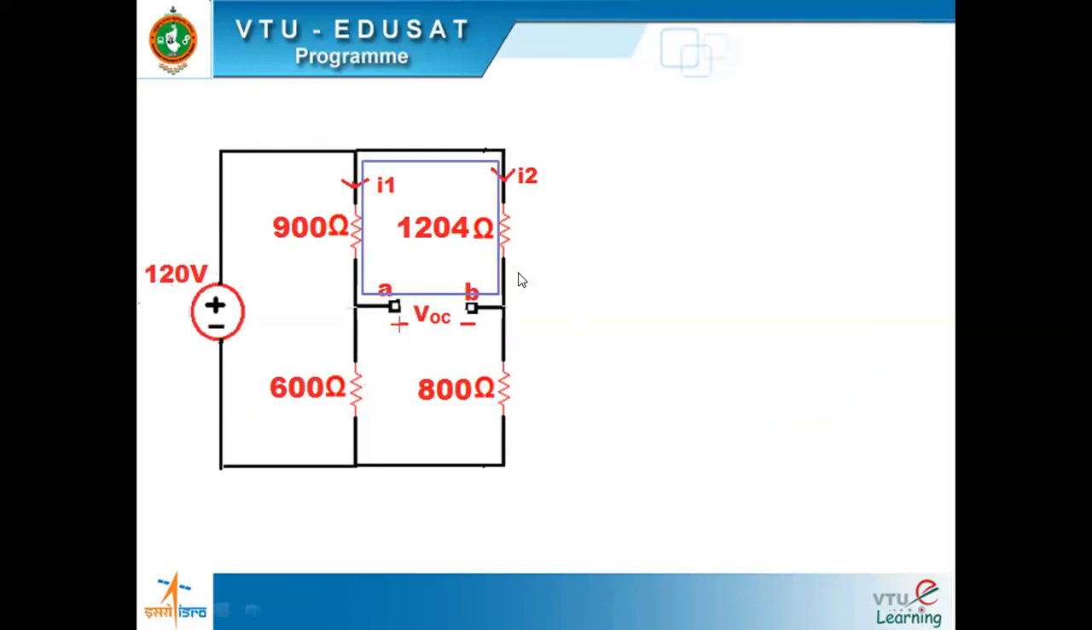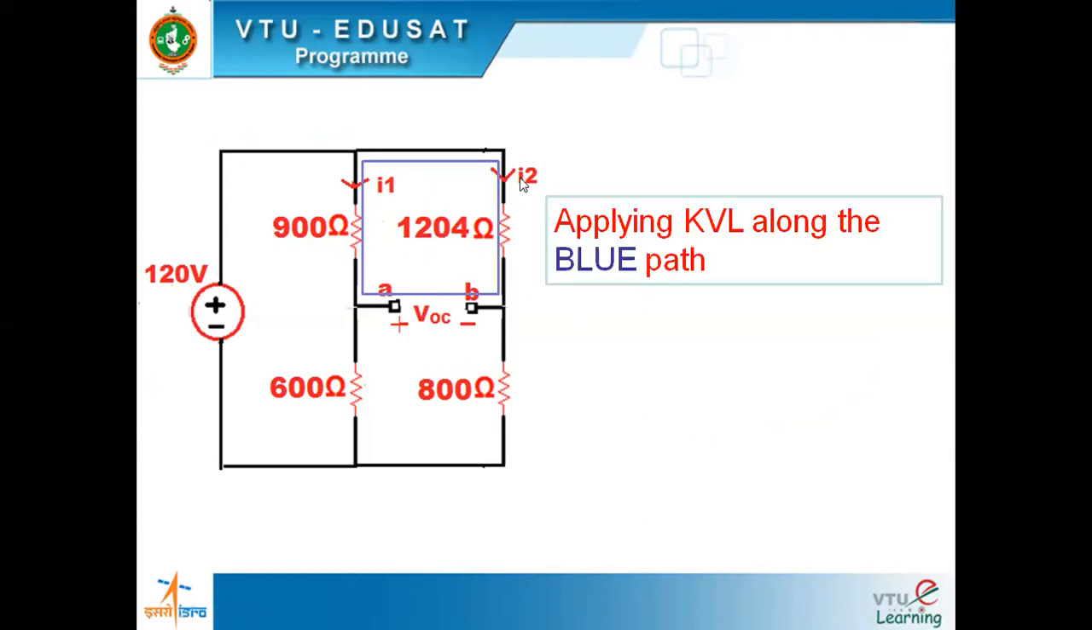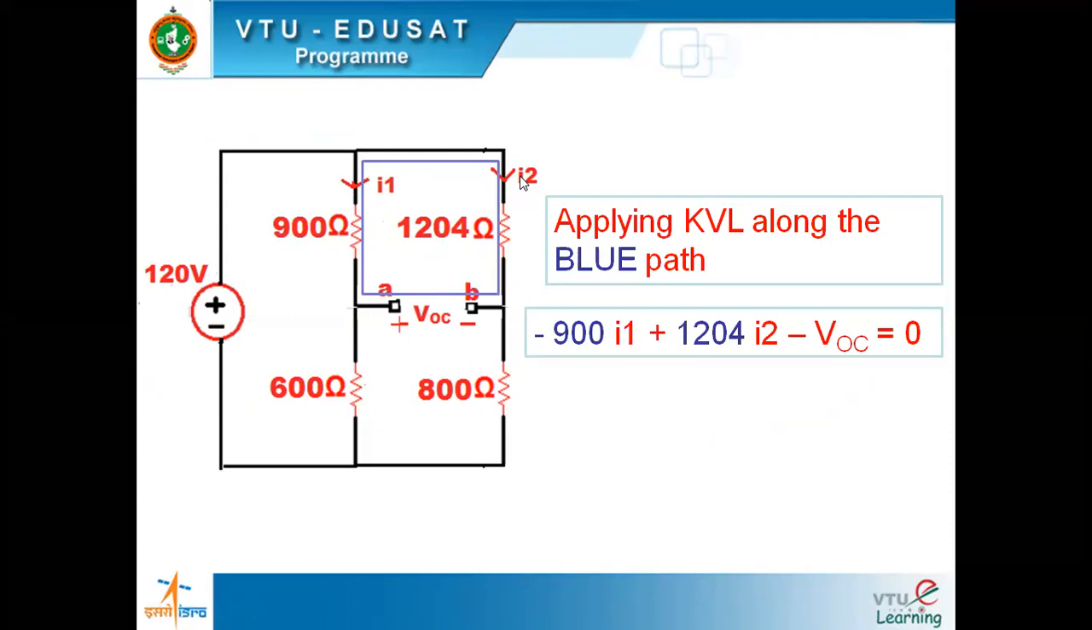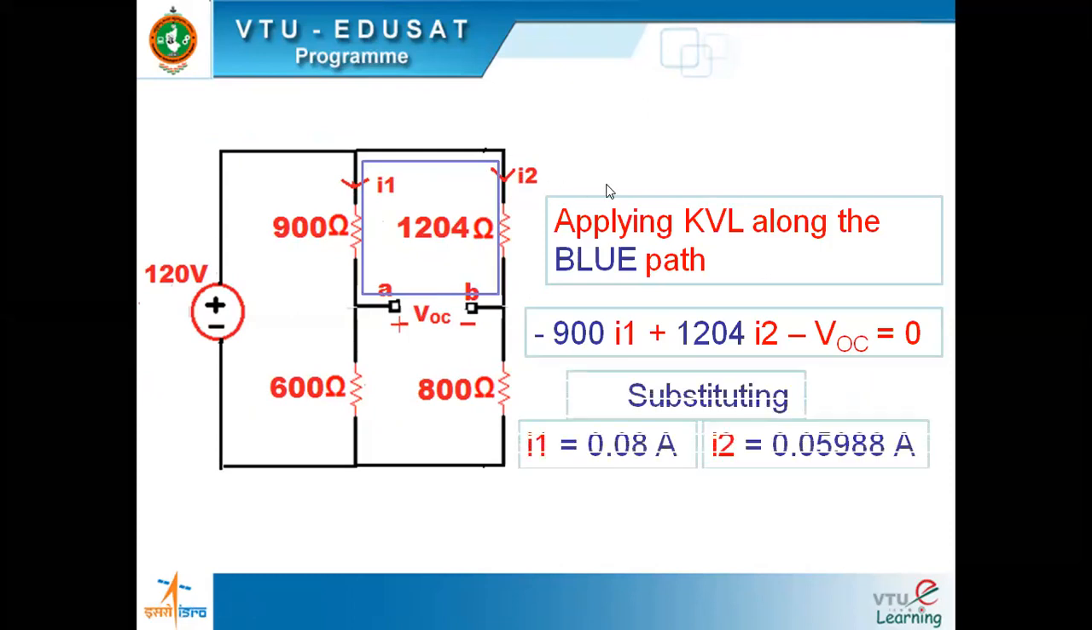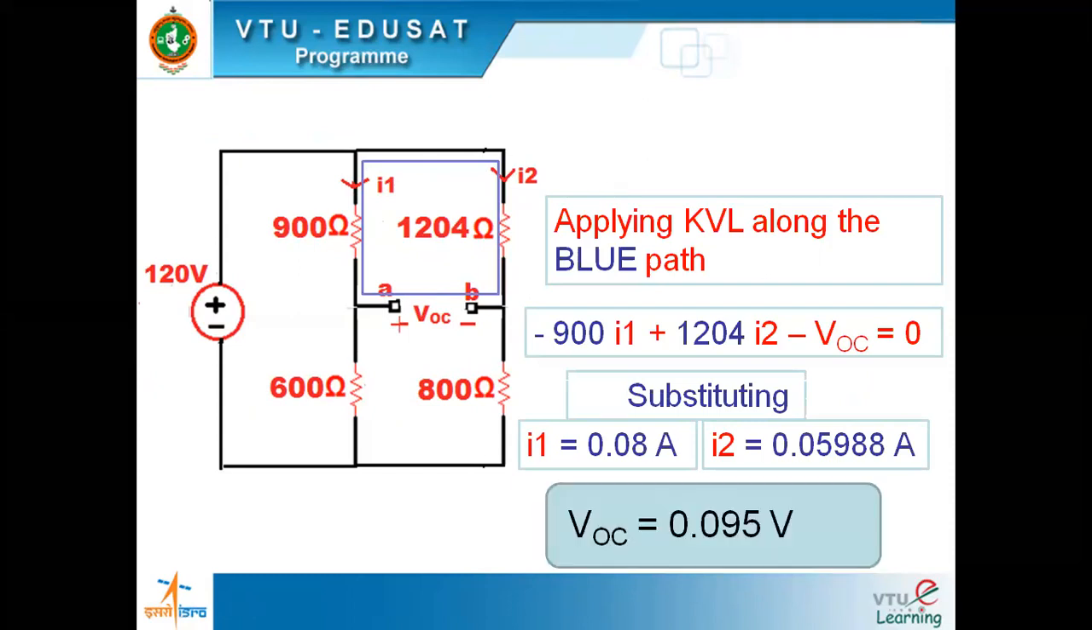So let's go with that blue path. And how does it go? We have to always move in clockwise direction. So when I'm moving in clockwise direction, I'm finding minus VOC. I'm moving upwards, I1 is moving downwards, so it is minus 900 I1. I'm moving downwards, I2 is also moving downwards, so it is plus 1204 into I2. That is what is written. So what would be our VOC? Substituting I1 and I2, our VOC is this, 0.095 volts. Is this understood now? Fine. So we have found out VOC.